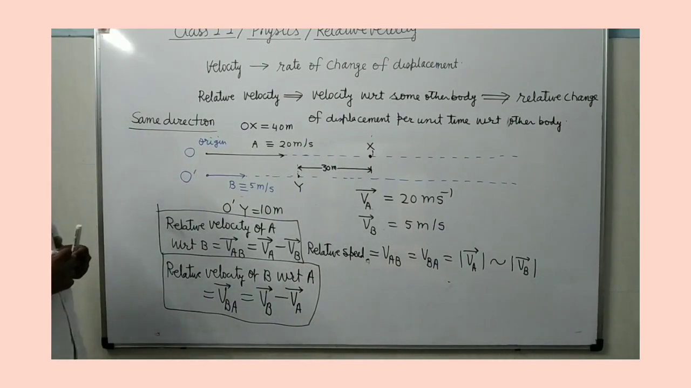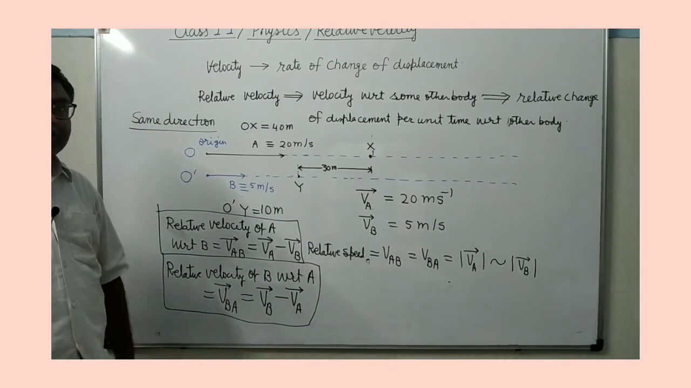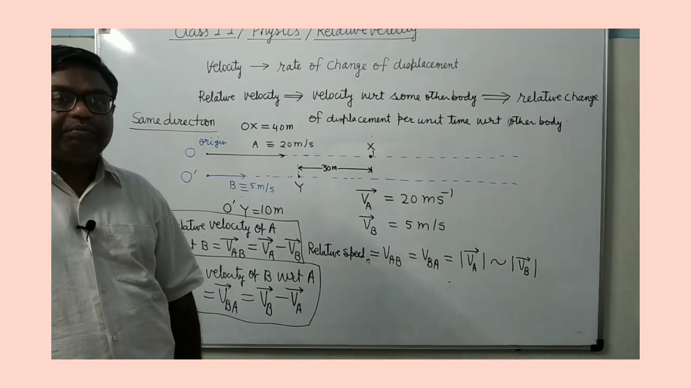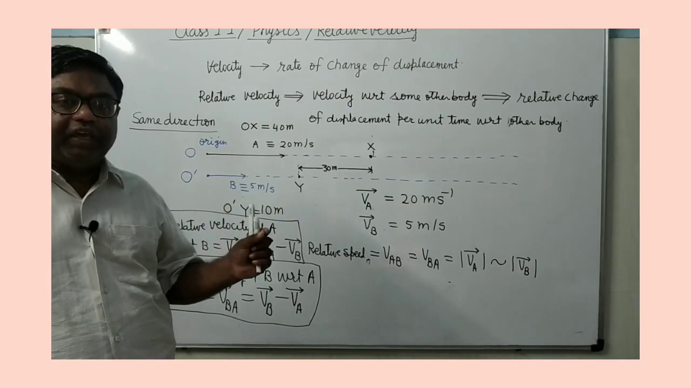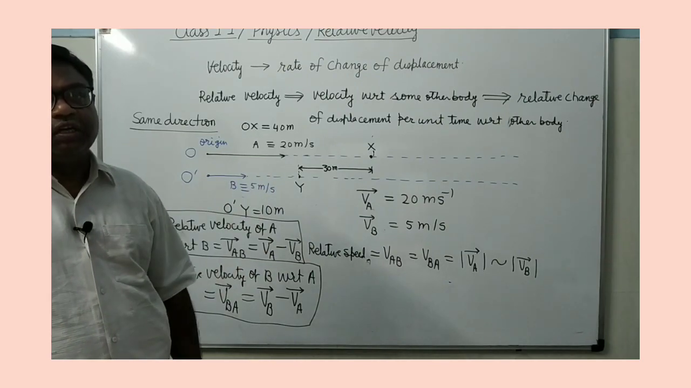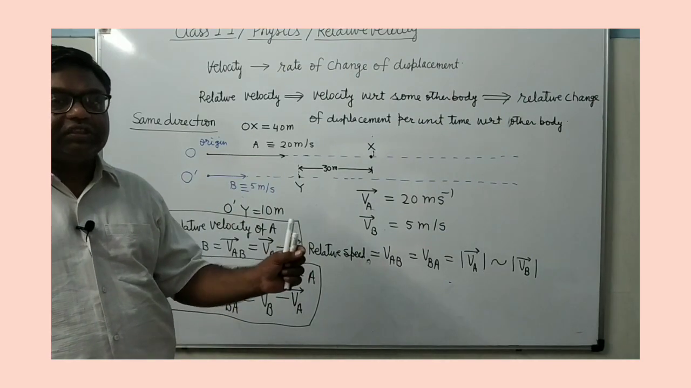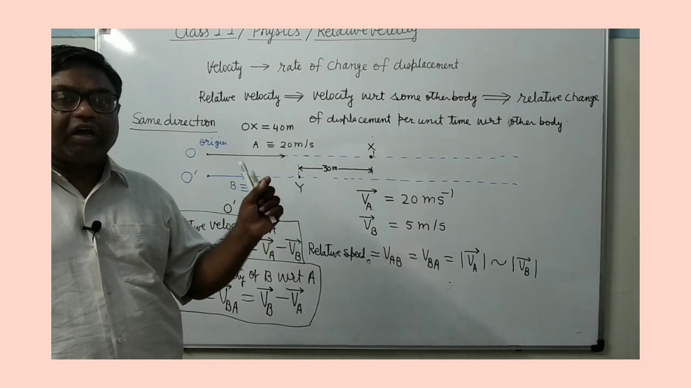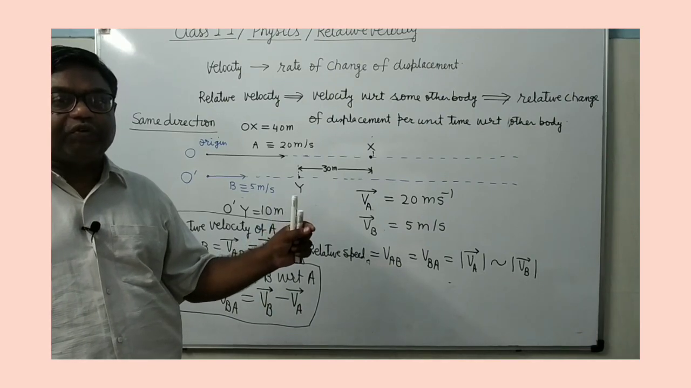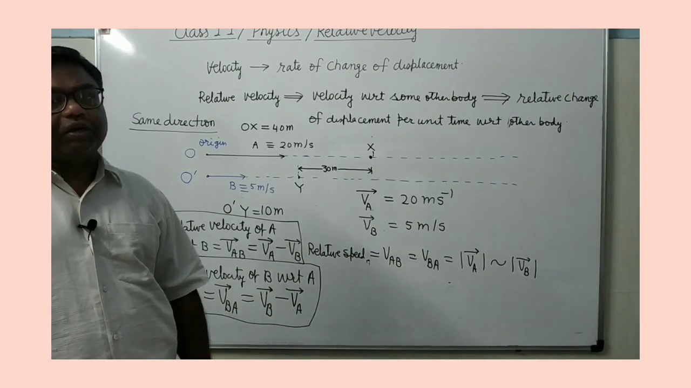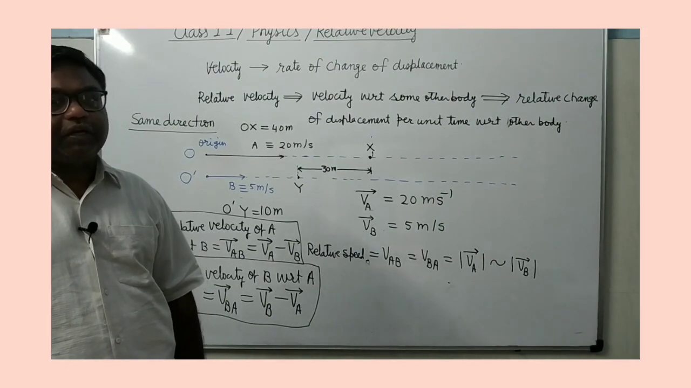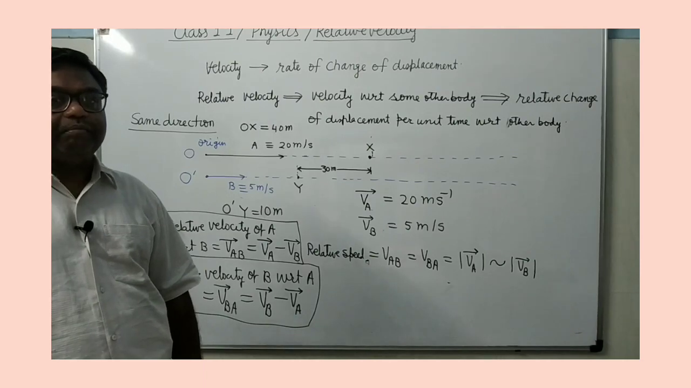So this is the case when the bodies are moving in the same direction. So what is relative velocity? Relative velocity means the velocity of one body with respect to the other body. How much is it equal to? It is equal to the rate of change of relative displacement, means change in displacement of one body with respect to the other body per unit time. It is clear?